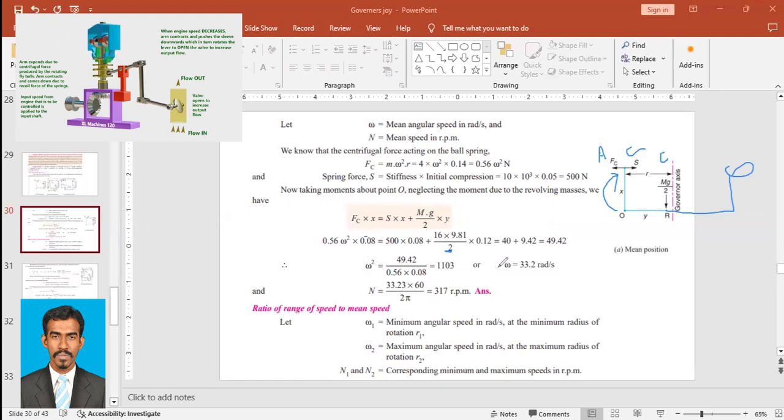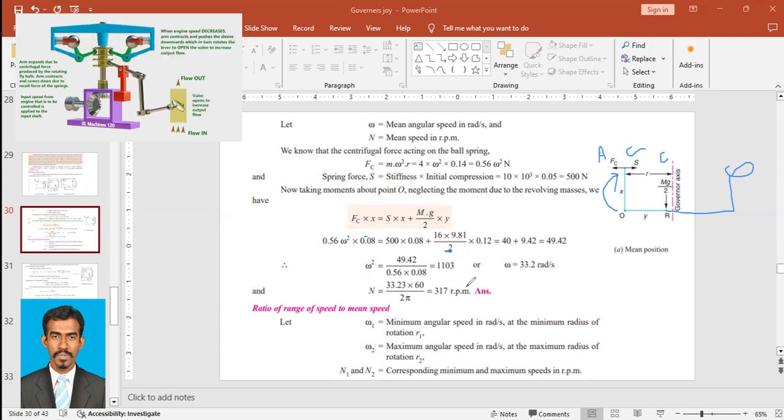If omega is 33.2 radian per second, to find N in RPM, we need to multiply it by 60 and divide by 2 pi, which will give you 317 RPM. So we now found that at the mean position, omega is 33.2 and N is 317 RPM. This is the angular velocity at the mean position.